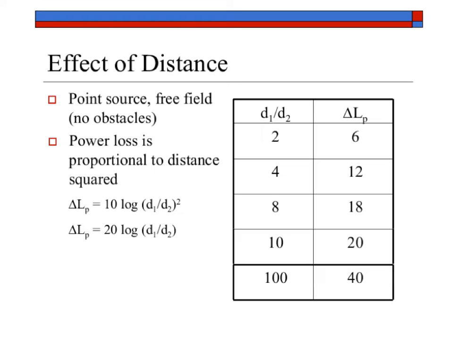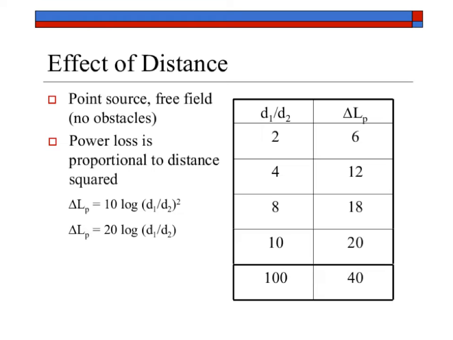So if you look at the table on the right there, if d1 over d2 is 2, then the change in sound pressure level is 6. If it's 4, the change is 12. If it's 8, the change is 18. If it's 10 times the distance, then the change in sound pressure level is 20. And for 100 times the distance factor, the change in sound pressure level is 40.